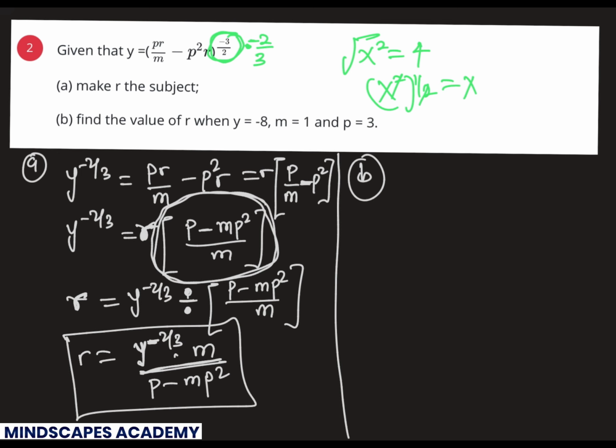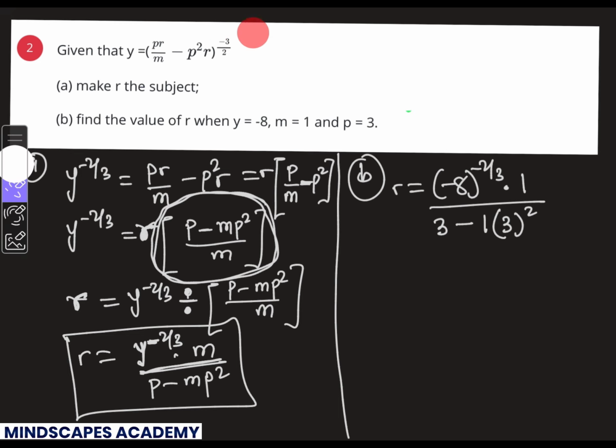So the B part, we're given y to be -8, m is 1 and p is 3. So R equals -8 to the power -2/3, times m, which is 1, divided by p, which is 3, minus m, 1, p, 3 squared. Now, how do we do this?